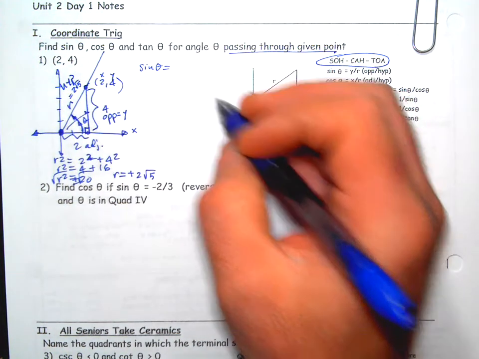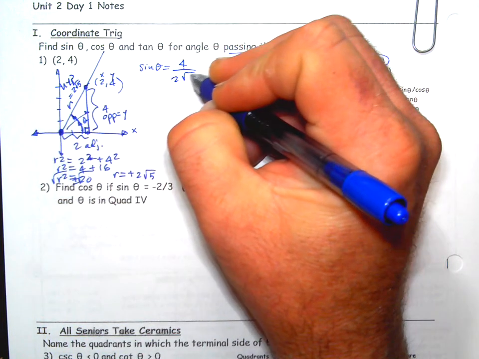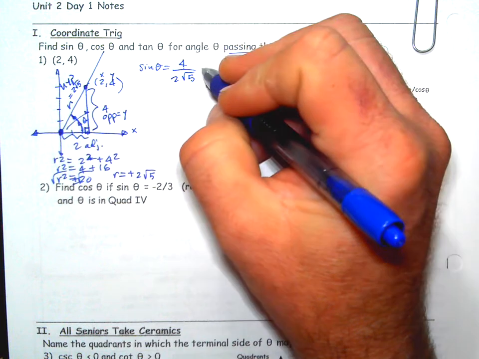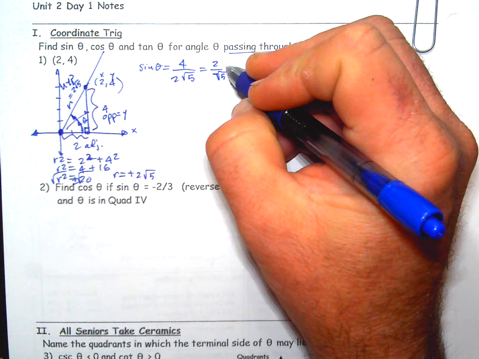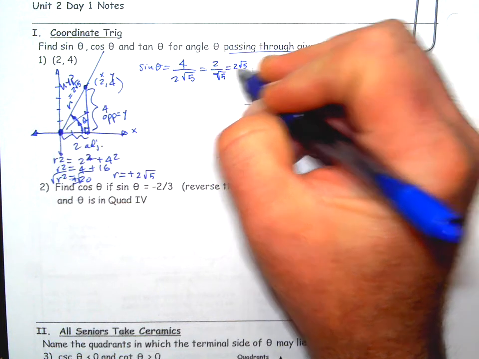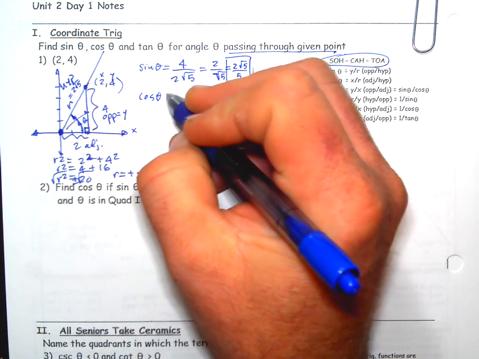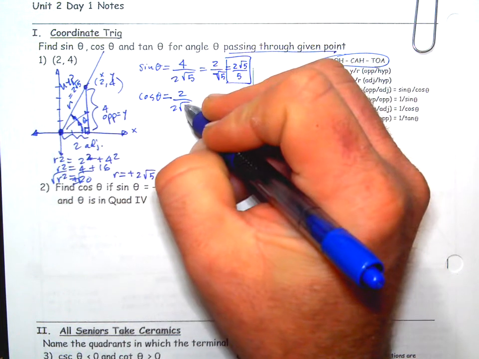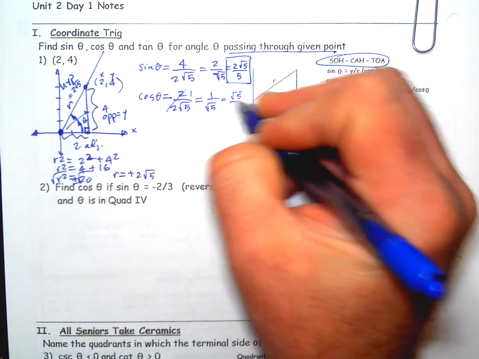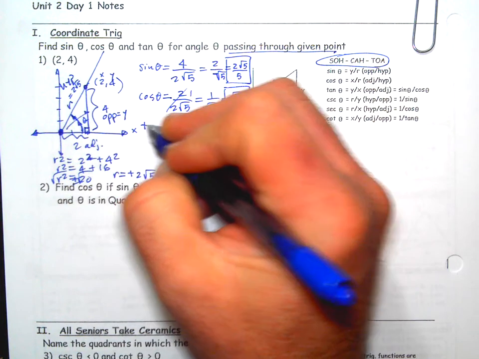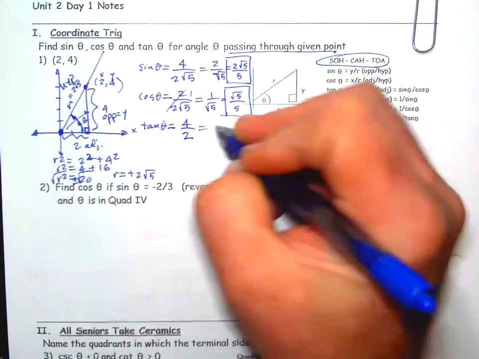So sine is opposite over hypotenuse. And we could reduce that. And we could rationalize the denominator, right? Cosine would be adjacent over hypotenuse. So 1 over root 5 or root 5 over 5. And tangent, the opposite over adjacent. So it'd be just 2.